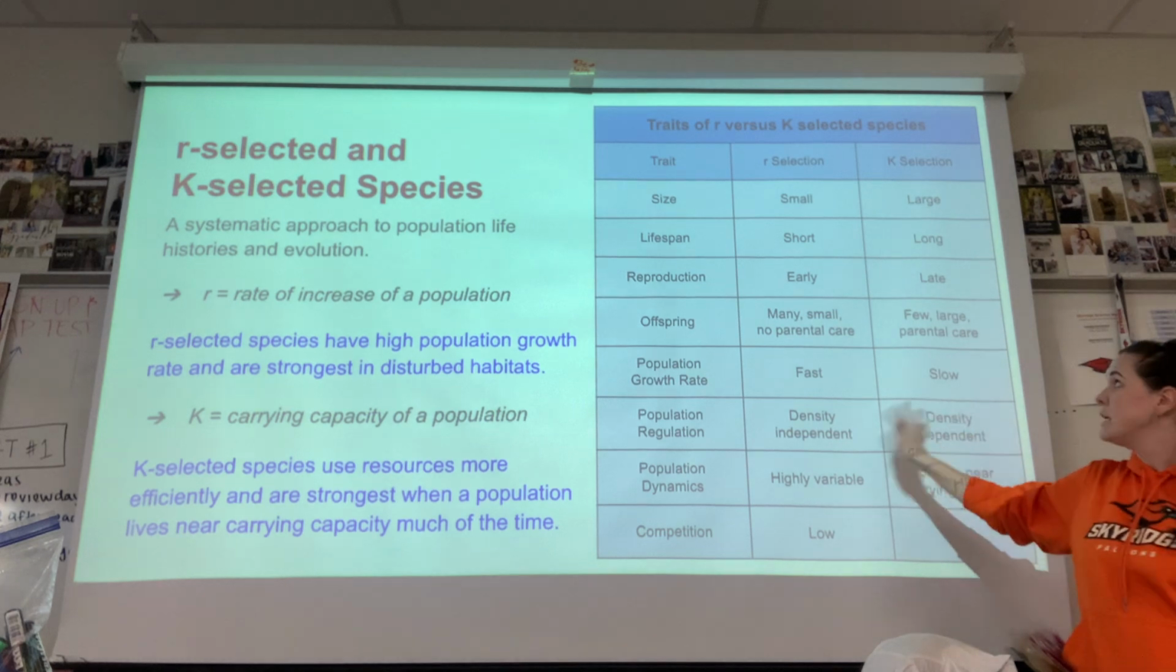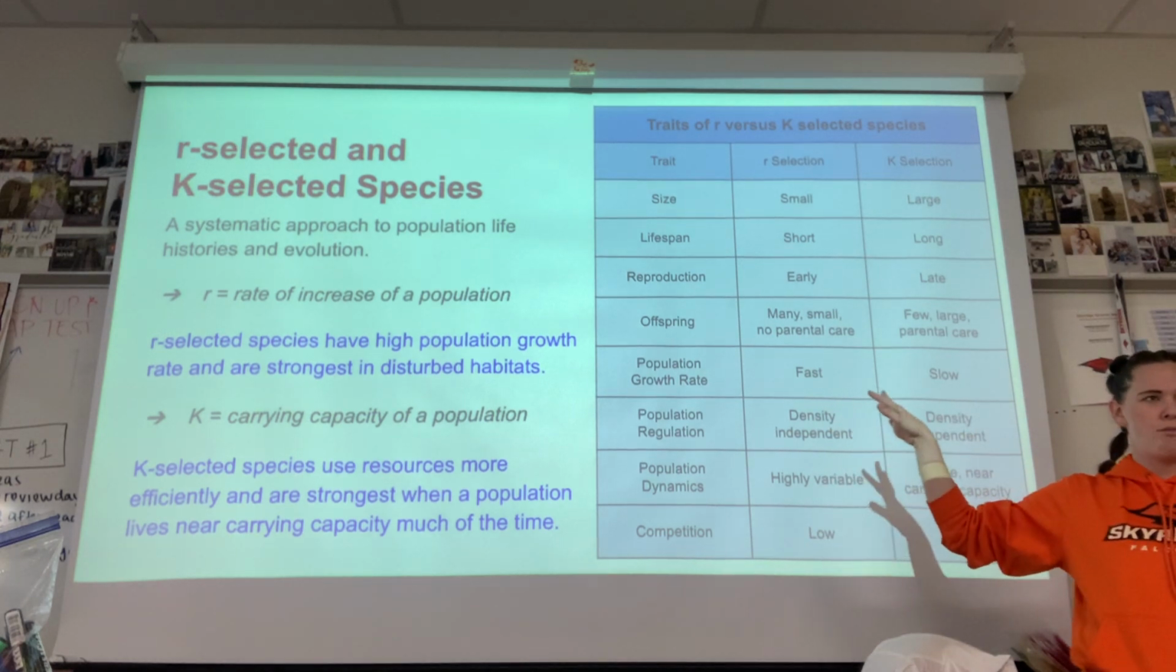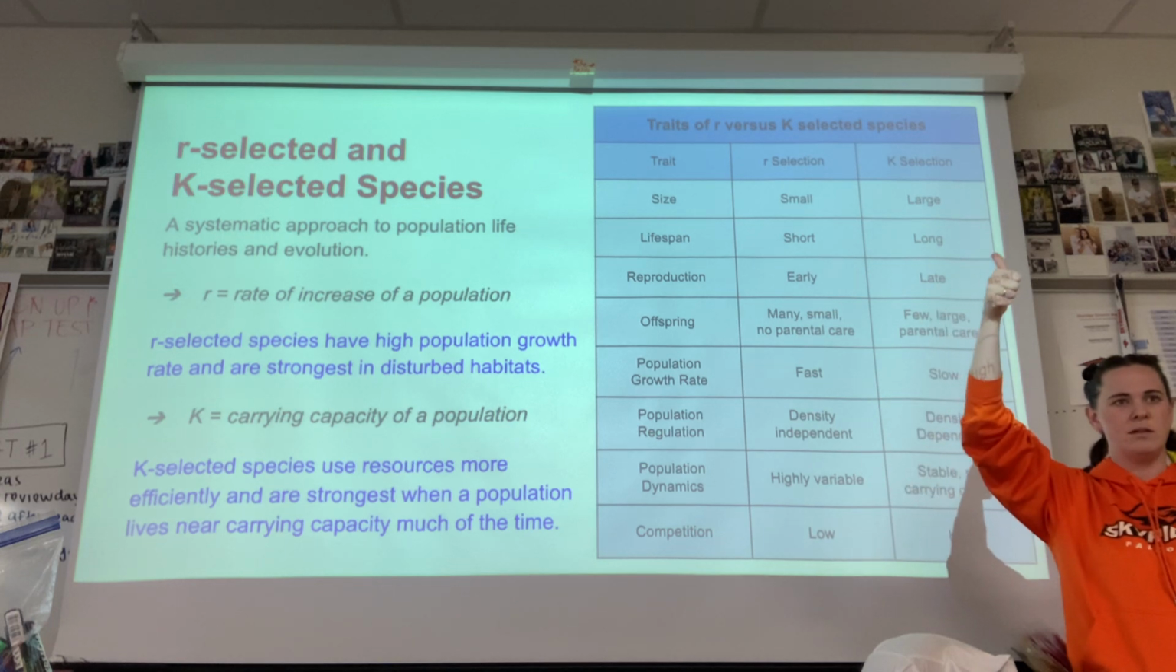So, R and K selected species. Do I need to go over them anymore? I feel like we kind of understood them with the bubbles last time. Can I get a thumbs up? We're ready to move on. Dope.